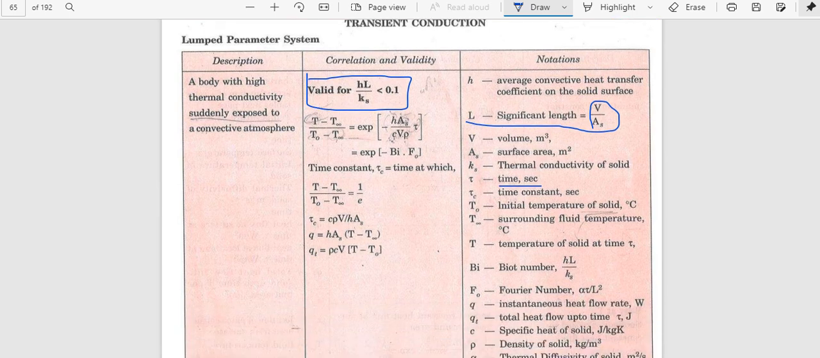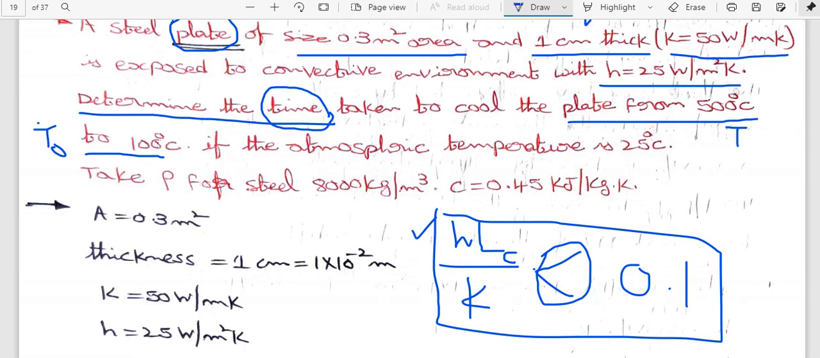Here T is the temperature of the solid body with respect to time, and T infinity is the surrounding fluid temperature. T0 is the initial temperature of the solid, and T infinity is the ambient temperature, that means 25 degrees. Take density equal to 8000 and Cp equal to 0.45 kilojoule per kg Kelvin.